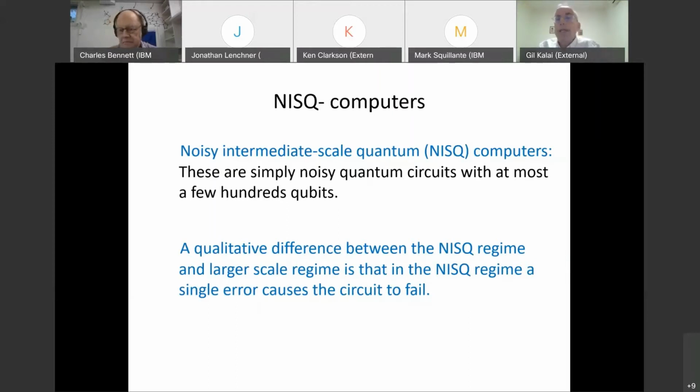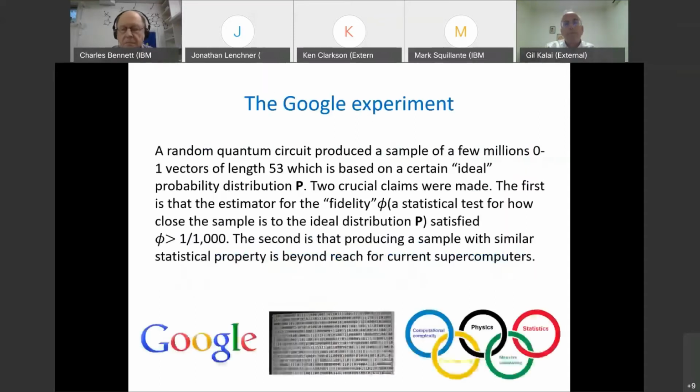And often scientists do not like the distinction between intermediate scale and large scale, and these few hundred qubits. But there is a qualitative important difference between the NISQ regime and the larger scale regime. The difference is that in the intermediate scale regime, a single error causes the circuit to fail, while in the larger regime, at least in principle, there are other possibilities.